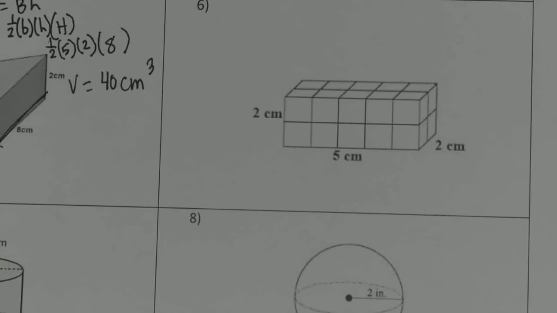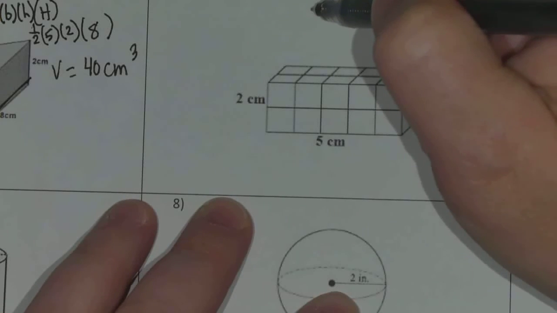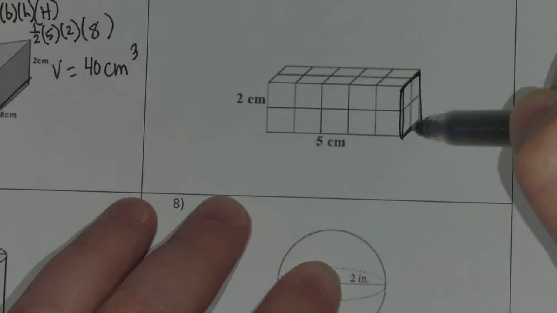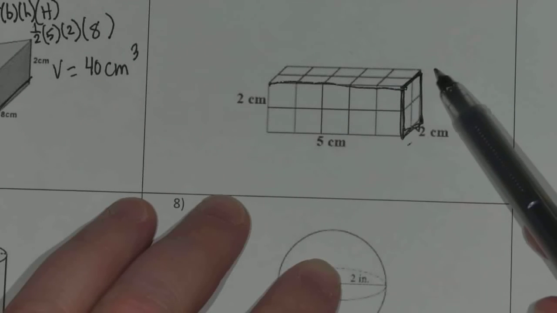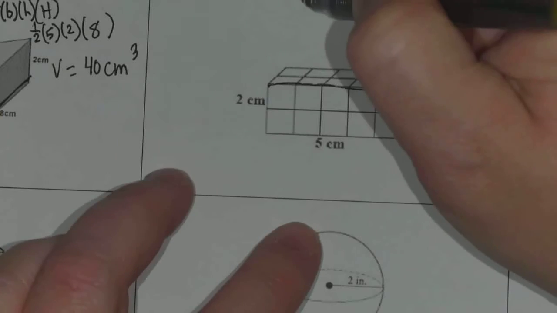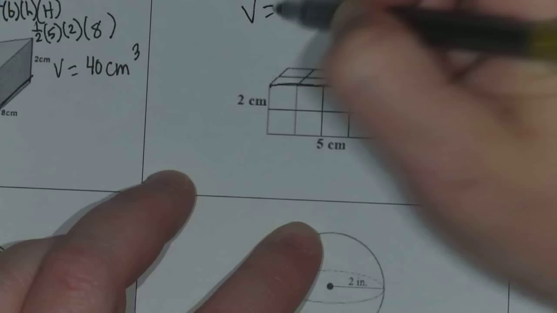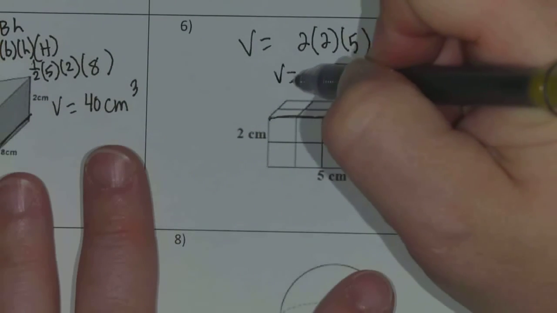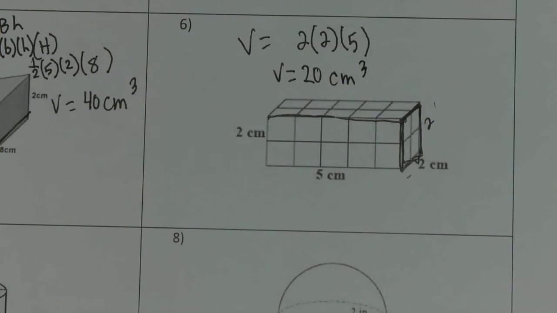The next one is just a rectangular prism. When we find rectangular prisms, again, it's length times width times height. But I want to point out to you that it's really just the area of the base times the height, right? The length times the width times the height, which is the area of the base times the height. So we're going to do 2 times 2 times 5 for the volume. And when you do that, you get 20 centimeters cubed.